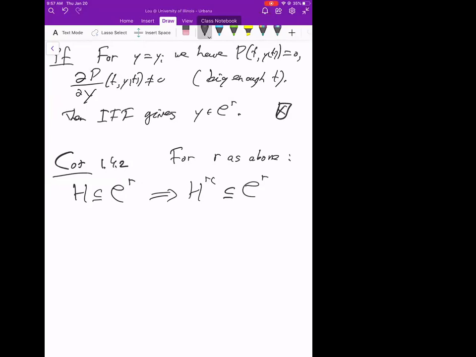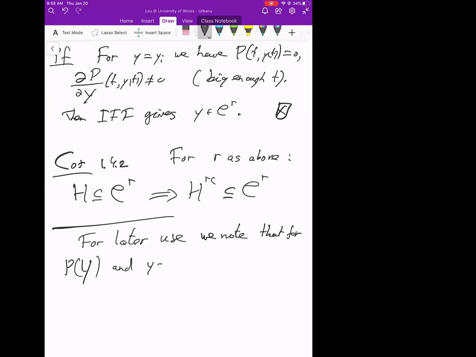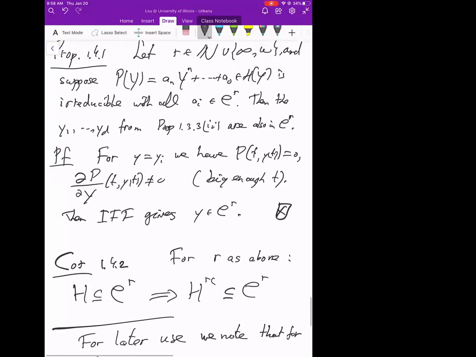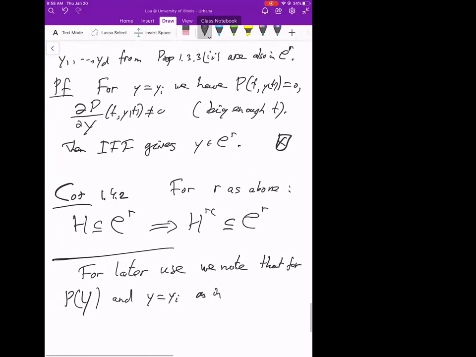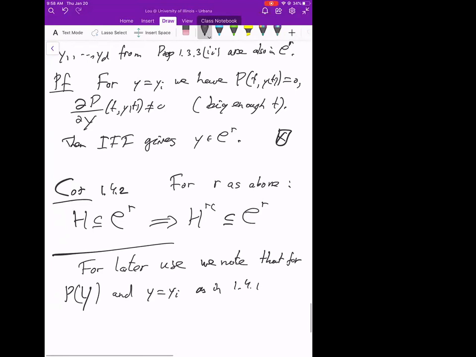Yeah, and for later use, it's actually useful to have an explicit expression for the derivative of such a root. So for later use, we note that for P(y) with y equals yi, as in what was it, the statement of this proposition here, for r greater than or equal to 1.